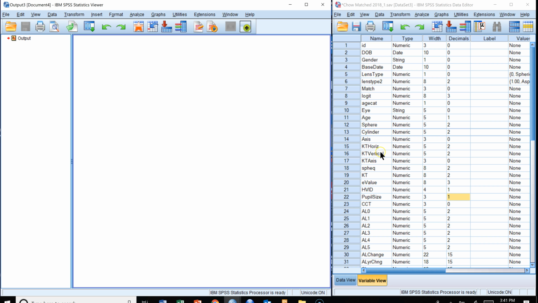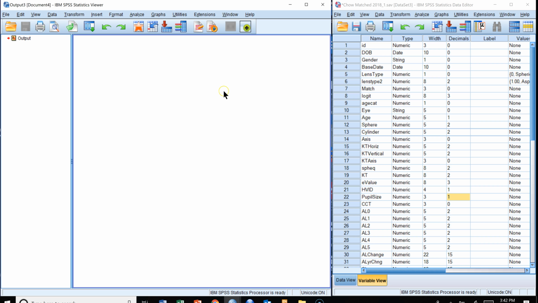So at baseline, the values that were collected were spherical equivalent, which we've computed from sphere and cylinder; KT, keratometry, computed from the average of KT horizontal and vertical; eccentricity, the horizontal visible iris diameter, pupil size, central corneal thickness, and other variables that we're going to look at are axial length at baseline and axial length at 5 years.